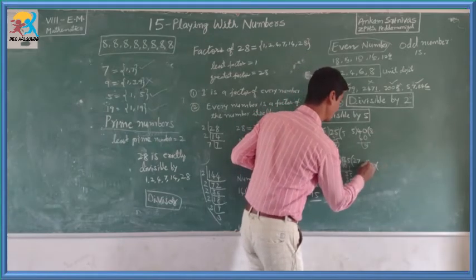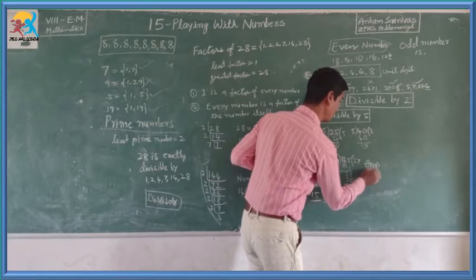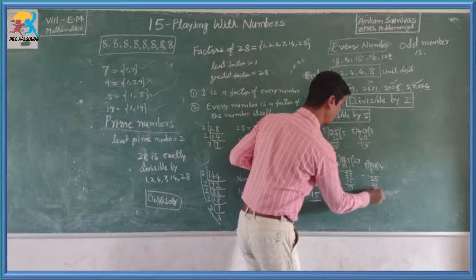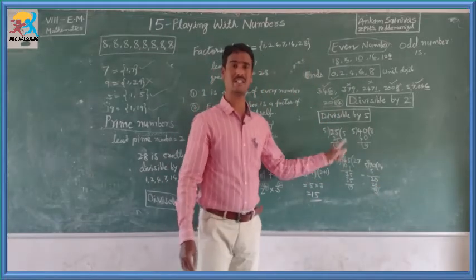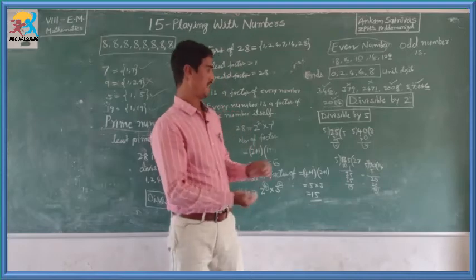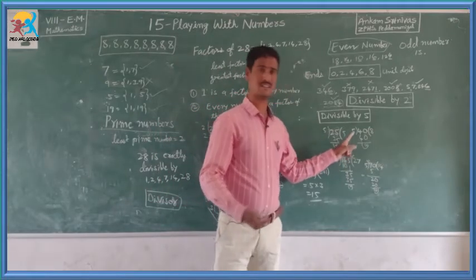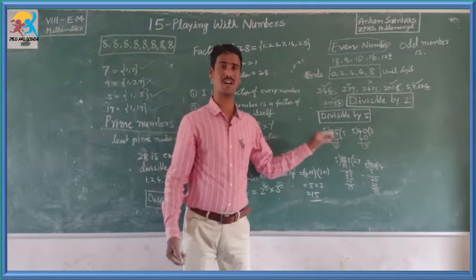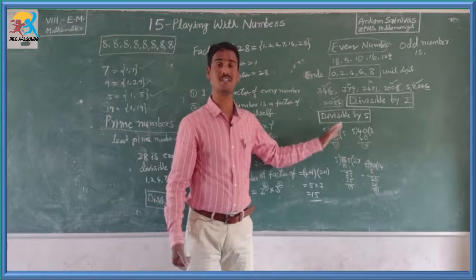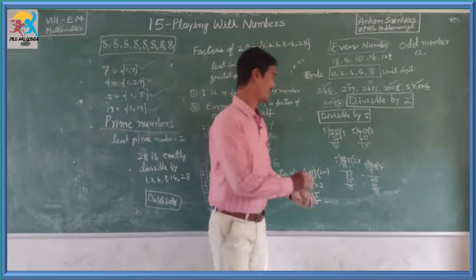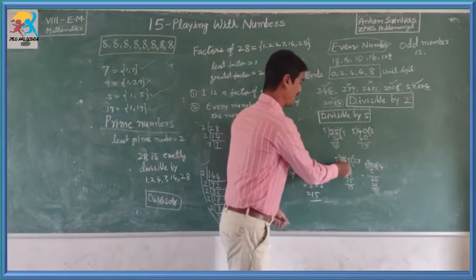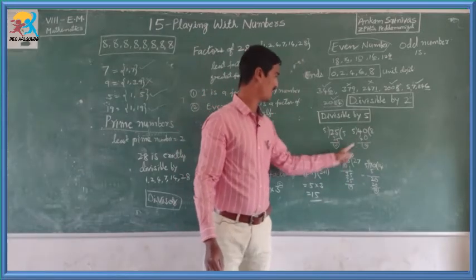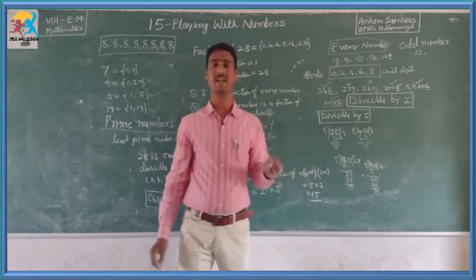70. 5 1s are 5. 7 minus 5 is 2, bring down 0. 5 4s are 20. Remainder 0. What do you observe in this division? If a number's unit digit is 0 or 5, the number is divisible by 5. So these 4 numbers end with 5 or 0. So 25, 135, 40, 70 are divisible by 5.